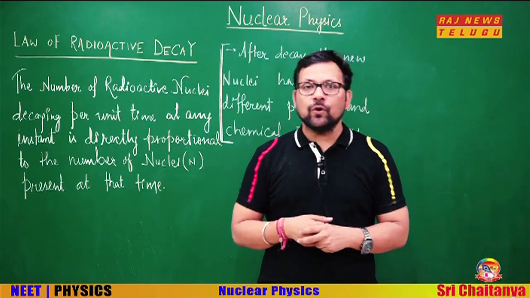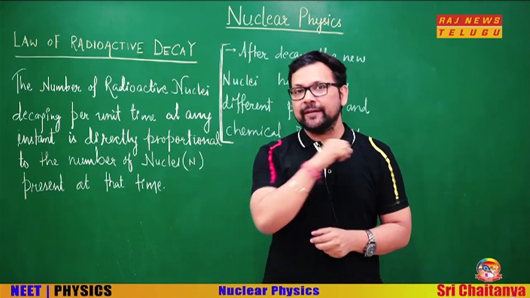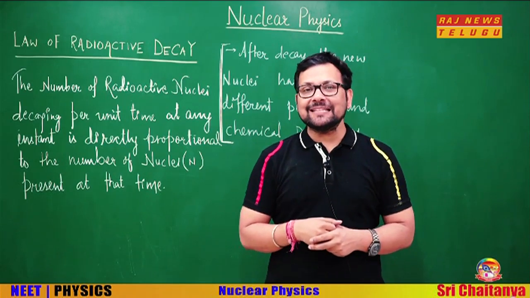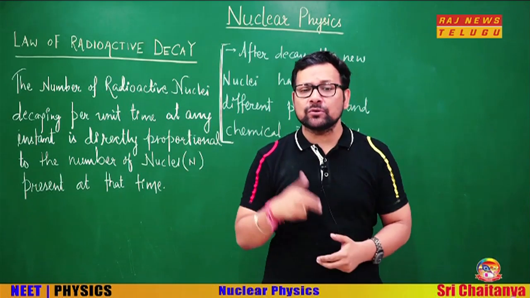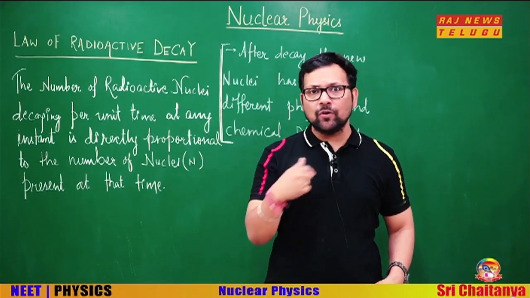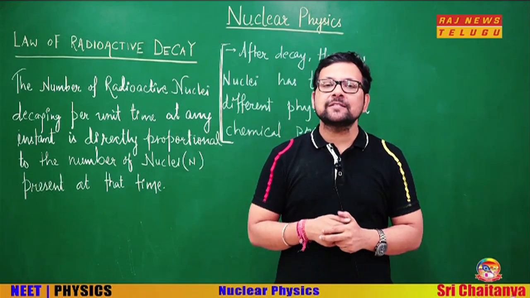This law was given by none other than Rutherford and Soddy. Rutherford and Soddy studied the rate of nuclear disintegration, how rapid or how slow it was, and on what factor it used to depend. So let's start with the law.